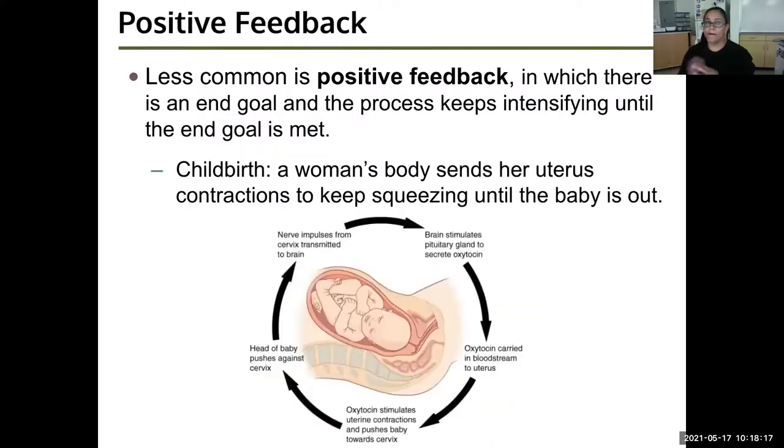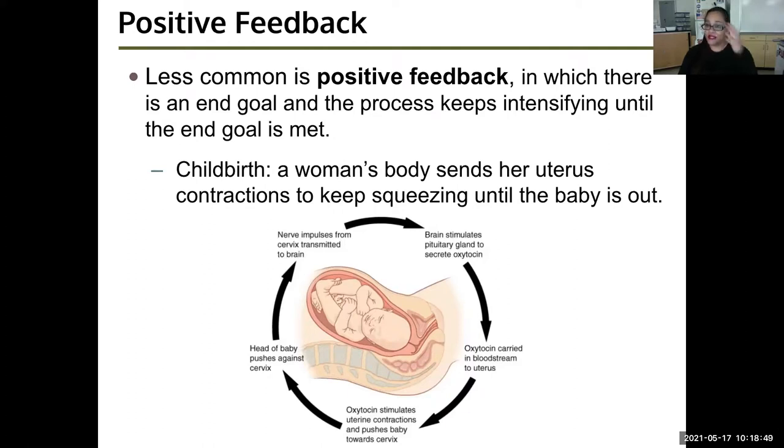There's also something called positive feedback. It's a little bit less common, but it happens, in which there is an end goal and the process keeps intensifying until the end goal is met. Childbirth is a typical example of positive feedback. A woman's body sends her uterus contractions. Her brain tells her uterus to keep contracting, keep getting more and more intense until the baby pops out. So that's the end goal.